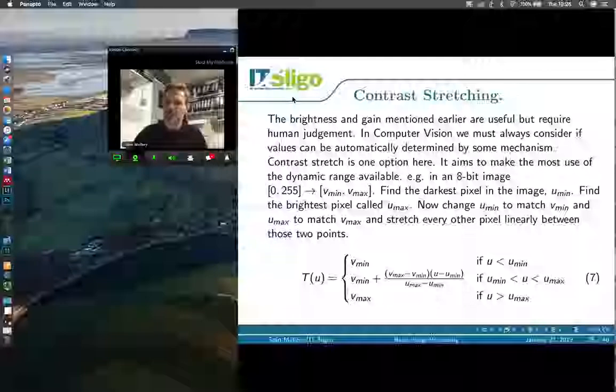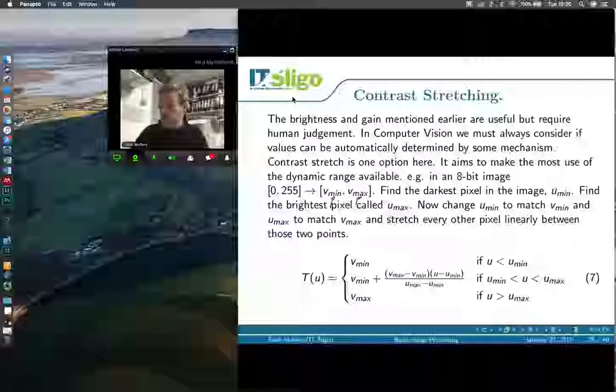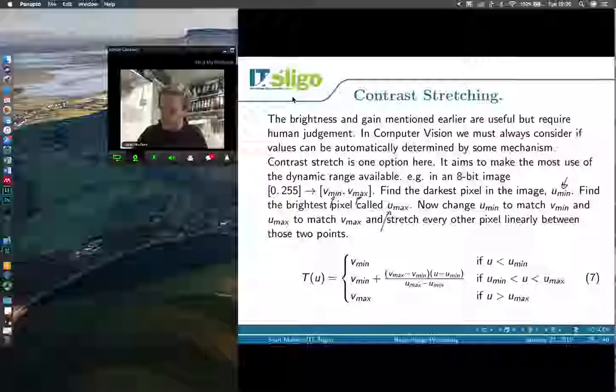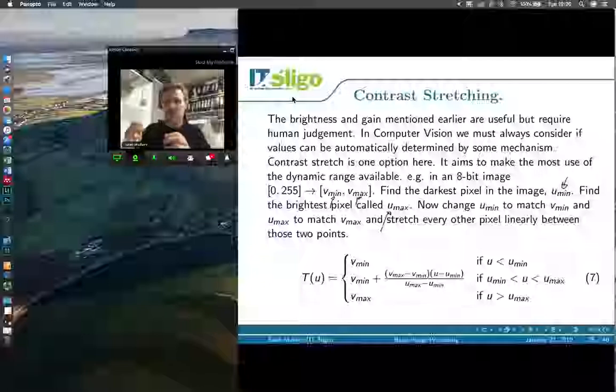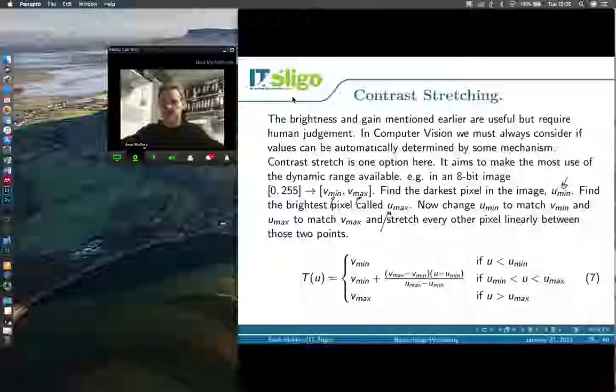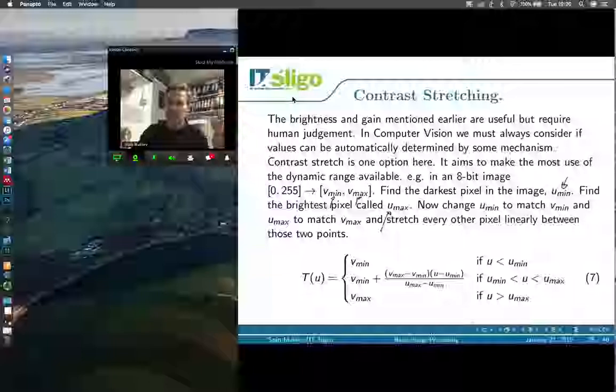It aims to make the most use of the dynamic range available, for example in an 8-bit image. So if an 8-bit image is 0 to 255, we would call that our Vmin and Vmax, which are our output values. Find the darkest pixel that is actually in the image at the moment, which we can do via things like the histogram, and we would call that Umin, and then find the brightest pixel, and we call that Umax. And what we want to do is stretch our pixels so that they use the full range of values that are available.